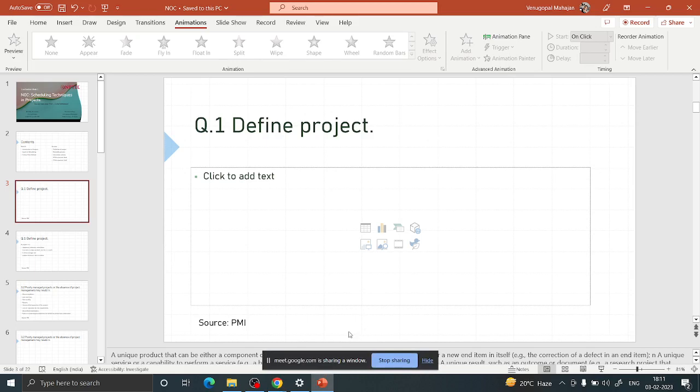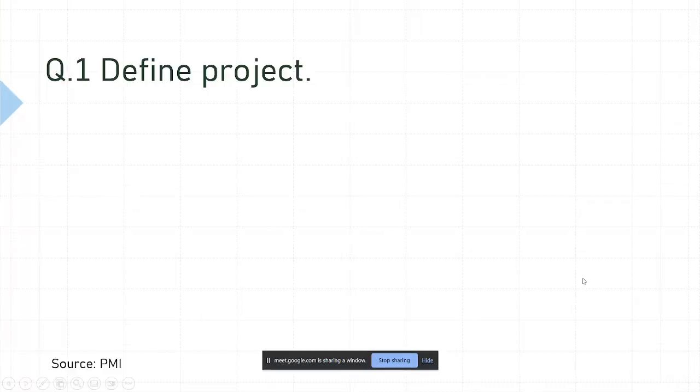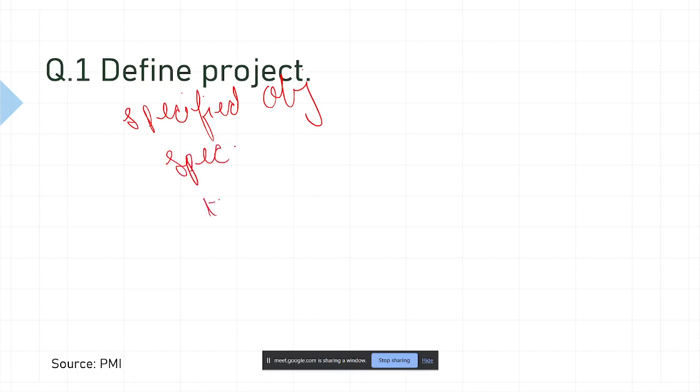So, anything else? A project must have a specified objective, to be completed with certain specifications and within a definite time. It should be unique.